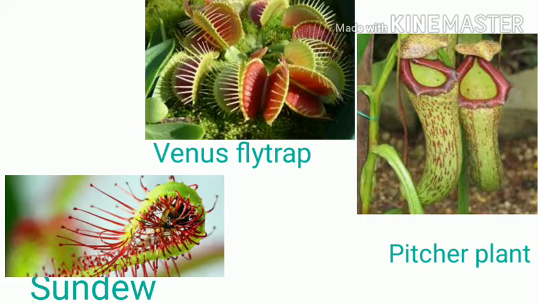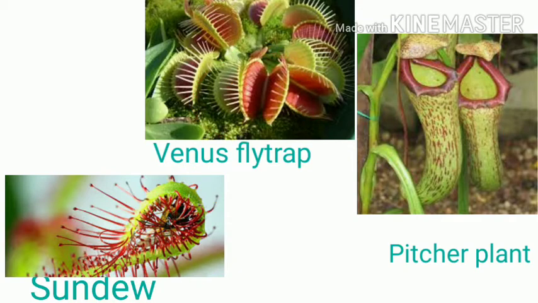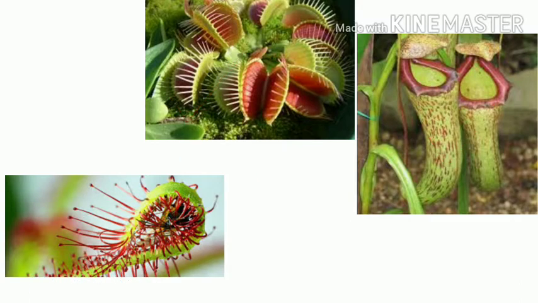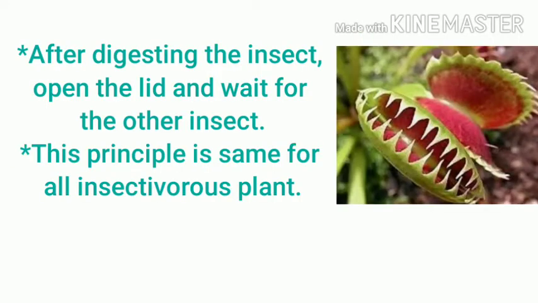This is the common principle in all the insectivorous plants, that is, attract the insect, trap the insect in the special structure, and a poisonous enzyme is produced that kills the insect, and digestion of the insect takes place in the special structure, whether it is jug-like or door-like structure, whatever it is. Okay, after digestion they will open and they will wait for the other insects. This is the common principle of all insectivorous plants.